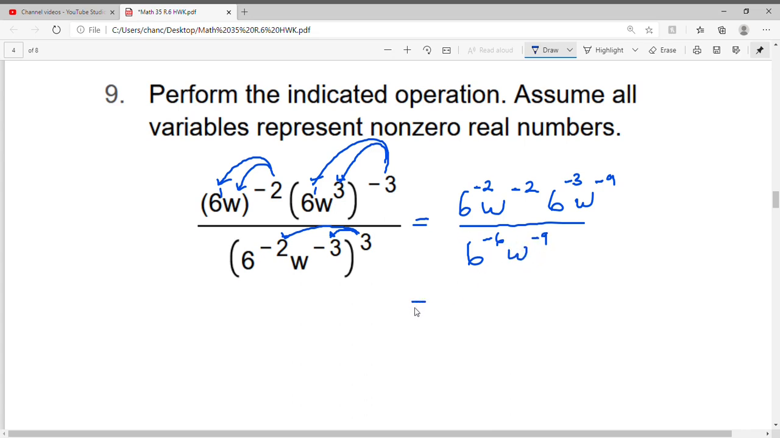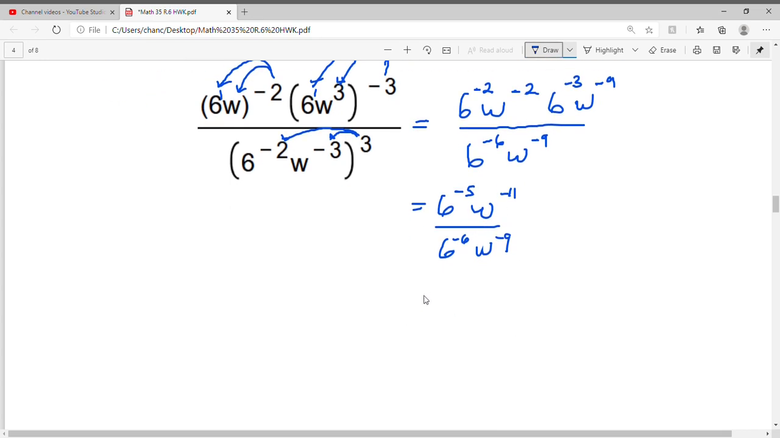And now let's simplify the 6 to the negative 3 and the 6 to the negative 2 here. That's 6 to the negative 5. And we have negative 2 and negative 9. That's w to the negative 11 over 6 to the negative 6 and w to the negative 9. We'll subtract the exponents. This is equivalent to 6 to the negative 5 minus a negative 6, and w to the negative 11 minus a negative 9. Again, this double negative becomes a plus, this double negative becomes a plus.